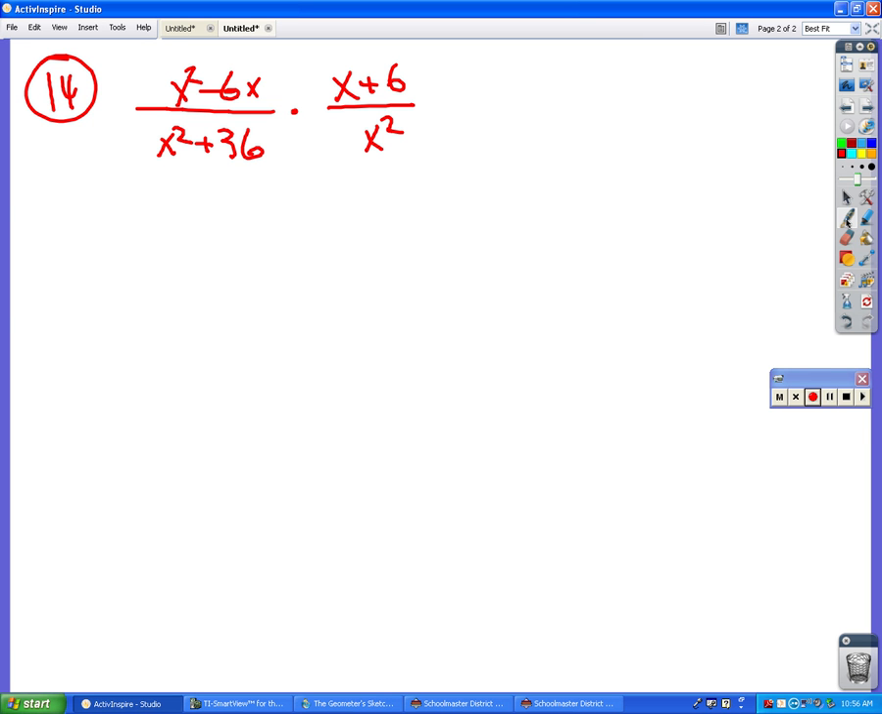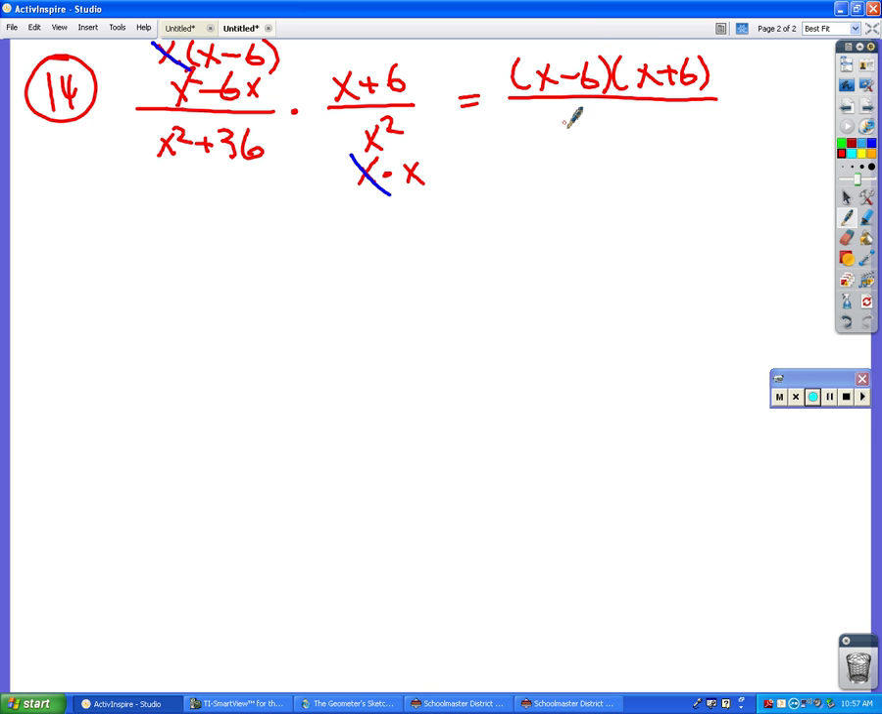I can do the top. What can I factor out of the top? Negative 3. What can I factor out of x squared minus 6x? X, which would leave me x minus 6. What can I factor out of this? I can make that into x times x, okay? So there's not much that we can do here. This cancels with that x right there, and then our final answer is x minus 6 times x plus 6 over x times x squared plus 36.